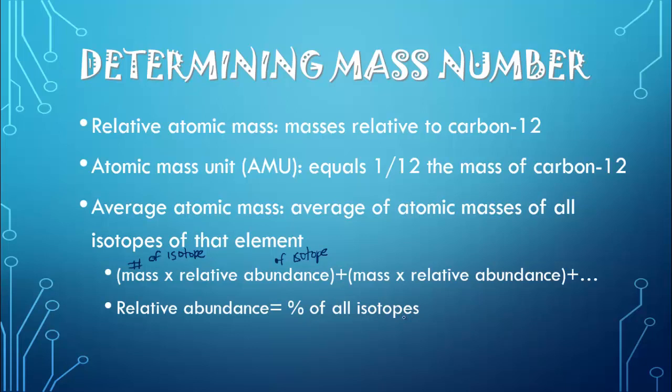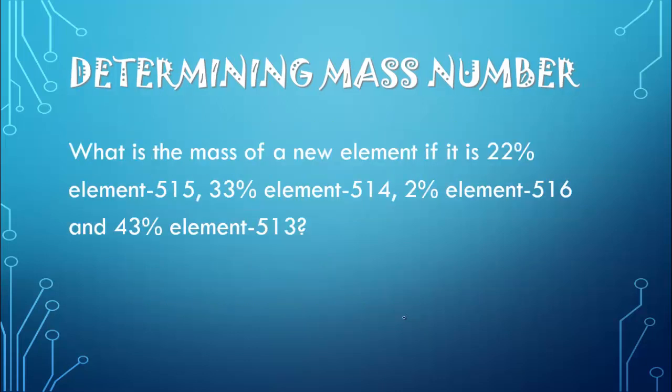So this all sounds really confusing, so let's work with one. So if we found a new element, and we looked and we got a bunch of different isotopes of that element, compared how many we had to the total, and we came up with percents. We want to know what is the mass of this new element. It is 22% of element-515, 33% of element-514, 2% of element-516, and 43% of element-513. We know these are isotopes because we've got the hyphen to show us we have hyphen notation.